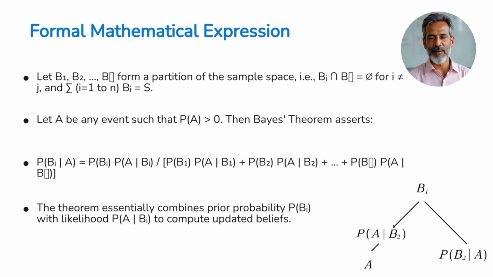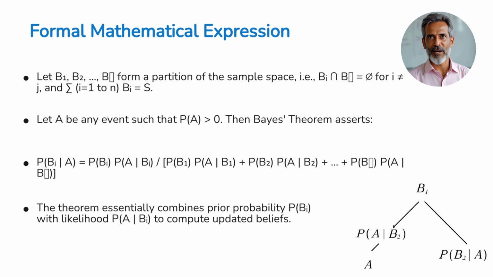In a sense, this theorem combines your initial belief about B sub i, called the prior probability P of B sub i, with the likelihood of seeing A when B sub i is true, given by P of A given B sub i. The output is the updated belief after considering the evidence. That's P of B sub i given A, also known as the posterior probability.